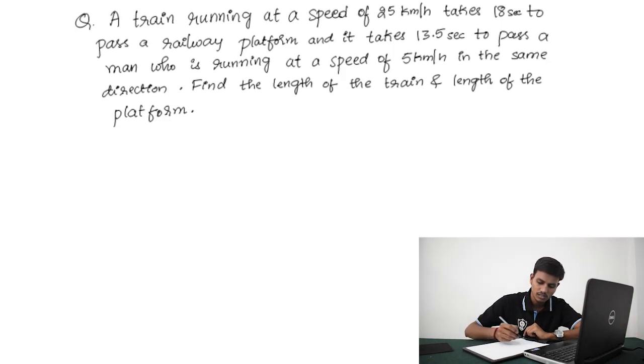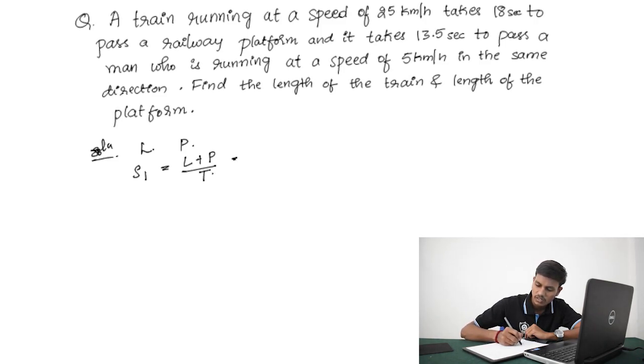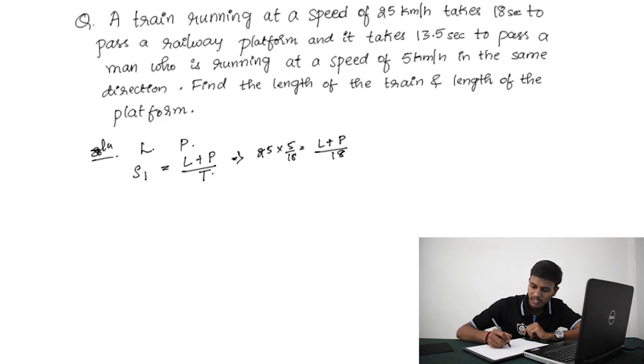Here also there are two cases. For the solution, let the length of the train be L and the length of the platform be T. For the first case, we have speed of the train is equal to the length of the train plus the length of the platform divided by the time taken. So 25 is the speed, multiplied by 5 by 18 to convert into meter per second, equals the length of the platform plus the length of the train, and the time taken is 18 seconds. That is one case.